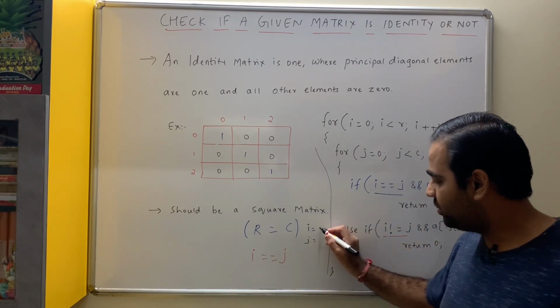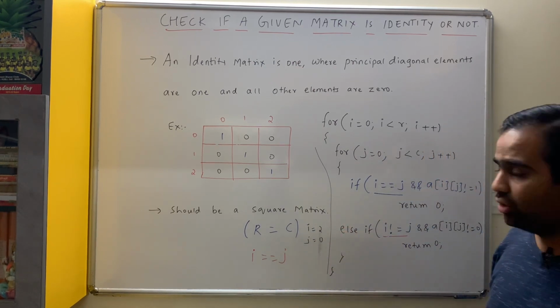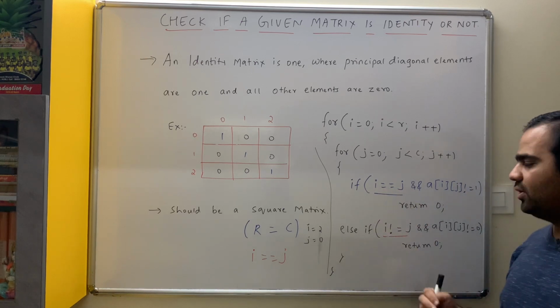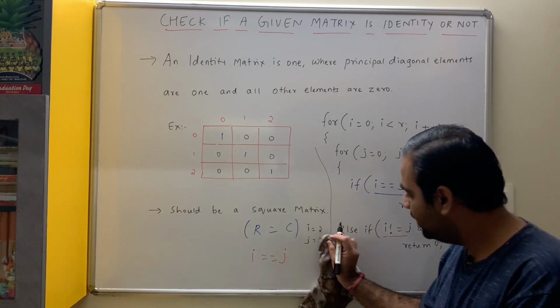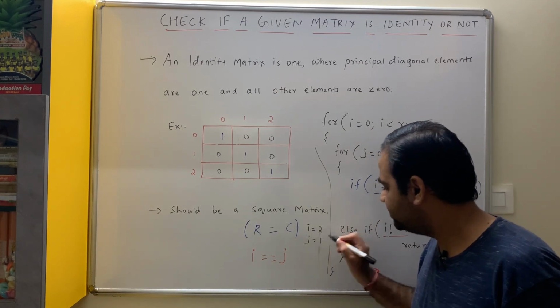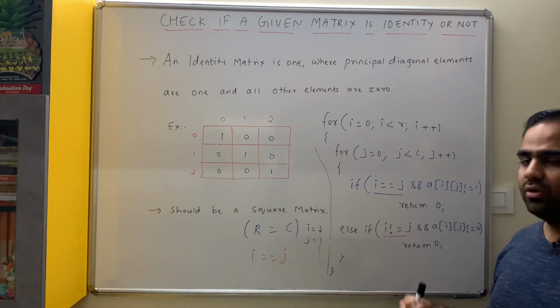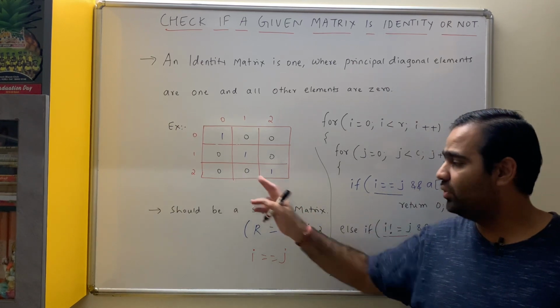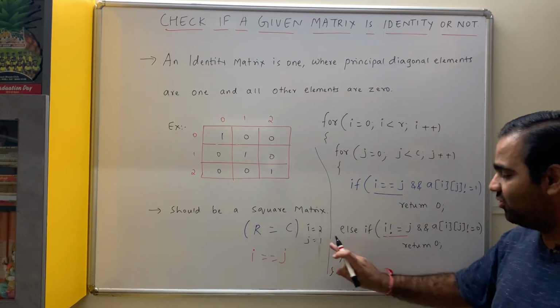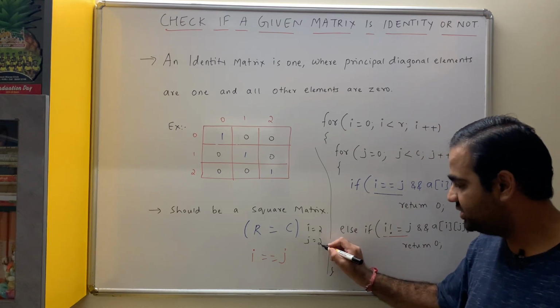Again we say i plus plus, i becomes 2 and j starts from 0. 2 equal to 0? No. 2 not equal to 0? Yes. A of 2 0 is 0. 0 not equal 0 is false. Therefore you say j plus plus, j becomes 1. 2 equal to 1? No. 2 not equal to 1? Yes. A of 2 1, and what is A of 2 1? 0. 0 not equal 0 is false. Again you say j plus plus, j becomes 2.